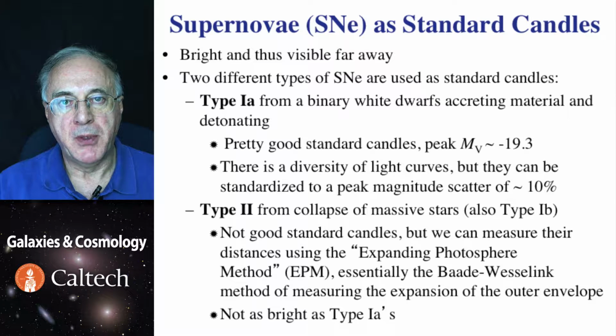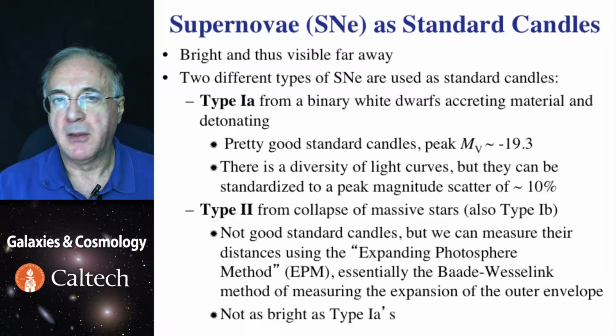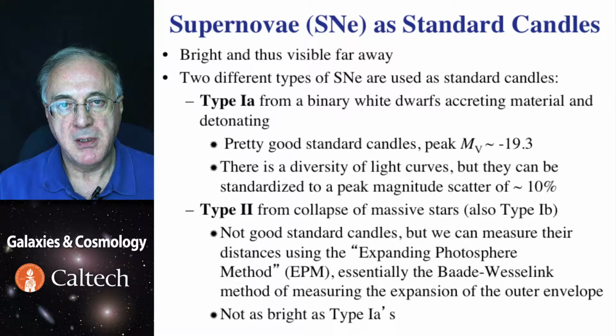The other type of supernovae are type 2. Those are very massive stars that are at the end of their life and explode because their core collapses. Now they have a much larger spread of luminosities, and that would not make them good standard candles. However, they can be used in a slightly different test called the expanding photosphere method, which is similar to the Baade-Wesselink method that we mentioned earlier when we were talking about pulsating stars. And thus they can be used as an independent check to those measurements made with supernovae of type 1a.